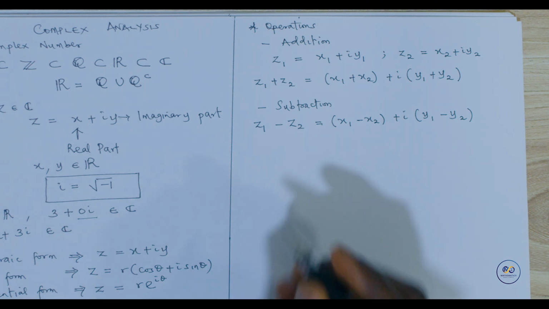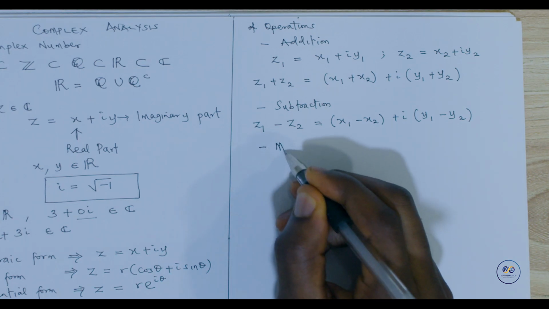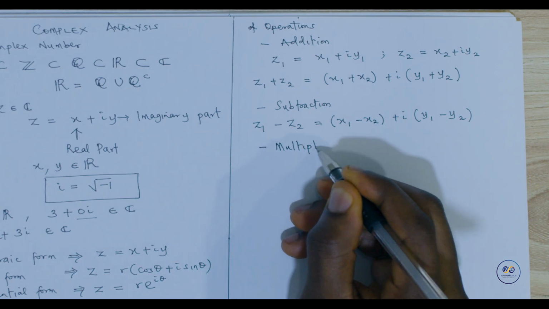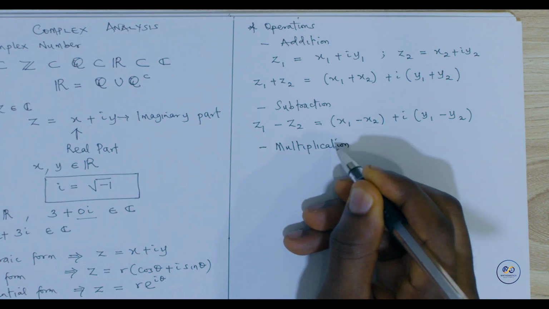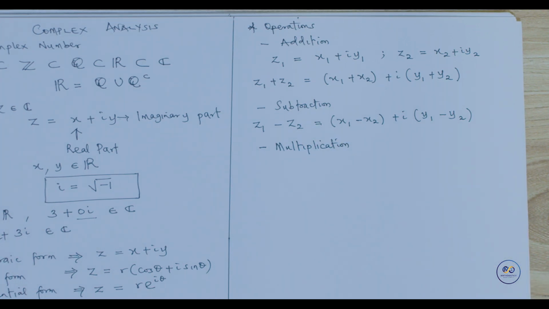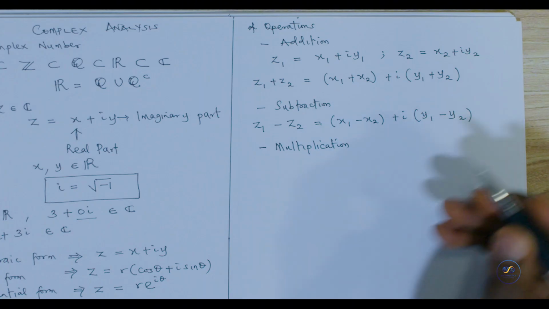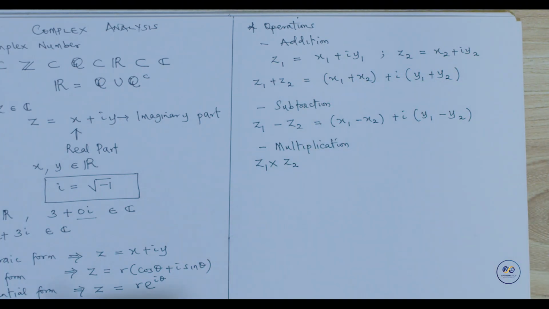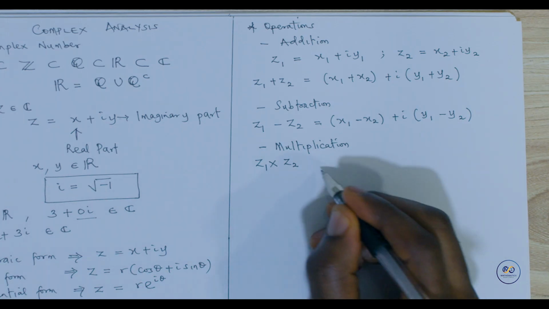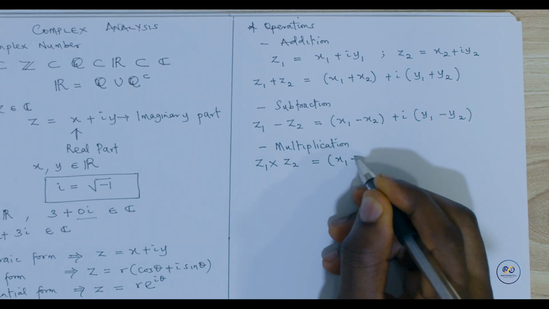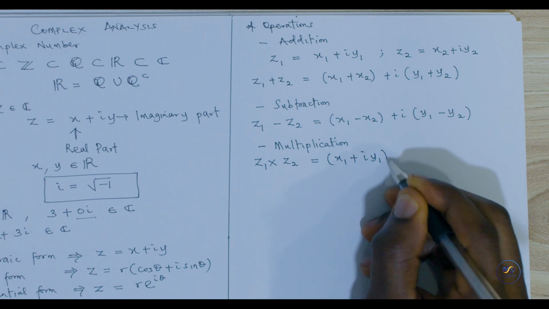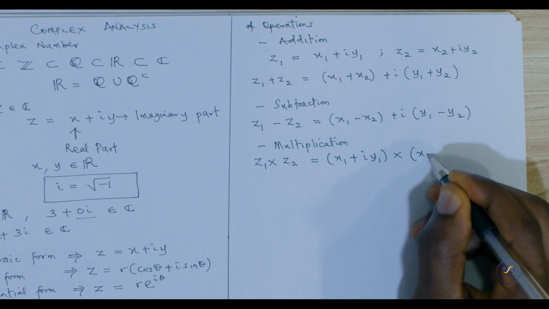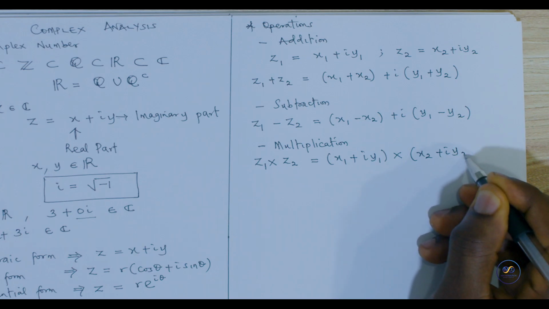Now, when we talk about multiplication, this time around, multiplication is done using the expansion method as you normally do it for various functions in real analysis. Now, what does that mean? If we have, as always, z1 times z2, retaining the representation of z1 and z2, we would have x1 plus iy1 multiplying x2 plus iy2.